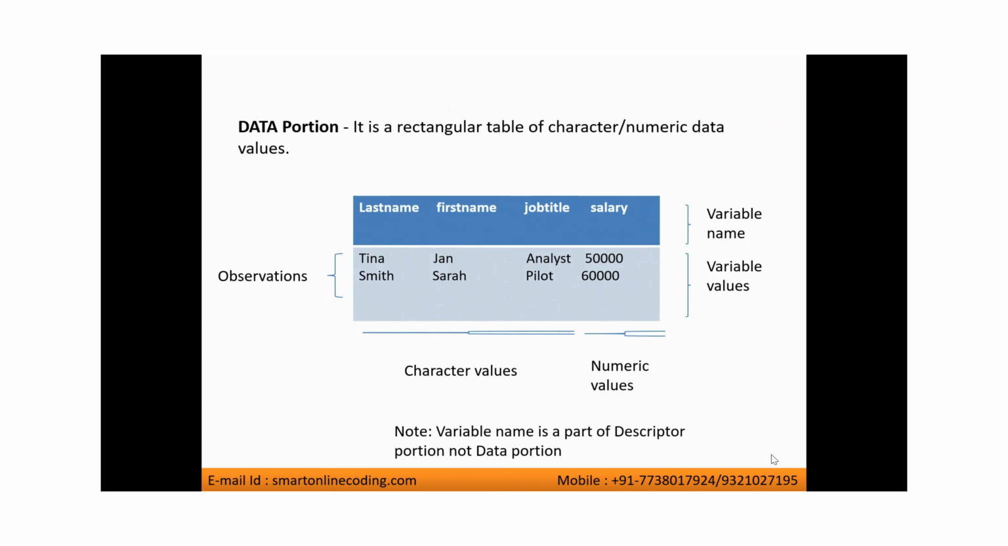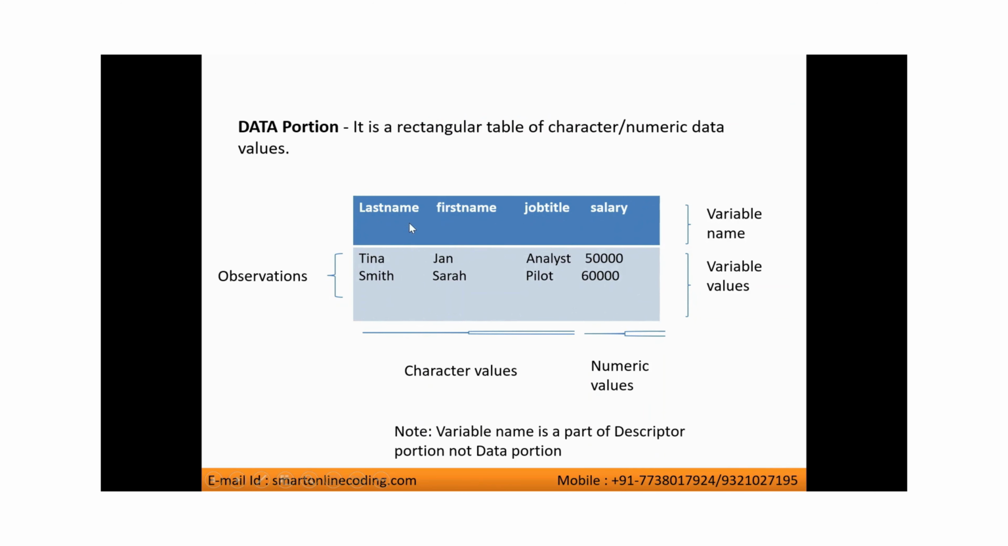Is the previous slide clear? Okay. Further comes the data portion. Now what is the data portion? The descriptor portion, as I already mentioned, contains the general information and variable attributes, the basic information. The data portion is the actual content, which has your data values, what values you are dealing with.